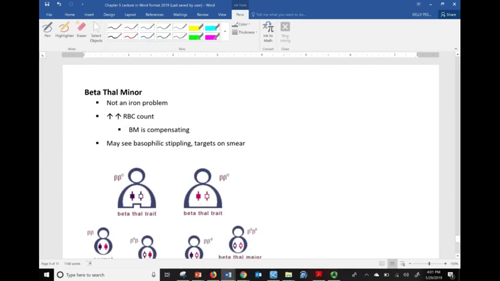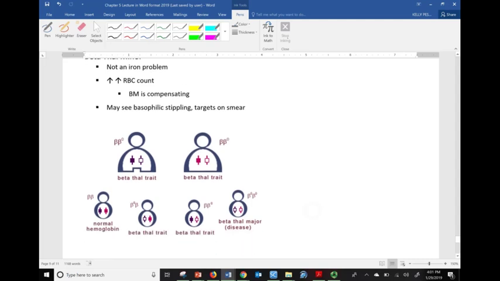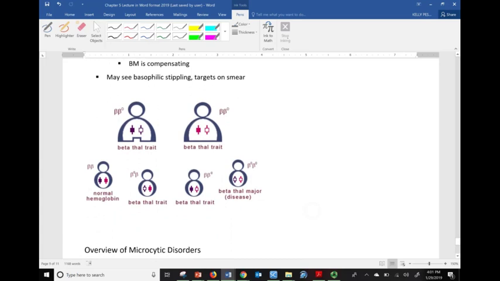It's not an iron problem, so giving them iron is not going to be of any benefit to them. And you might see some basophilic stippling or target cells under the microscope with these patients. So this would be what beta thalassemia trait can look like.